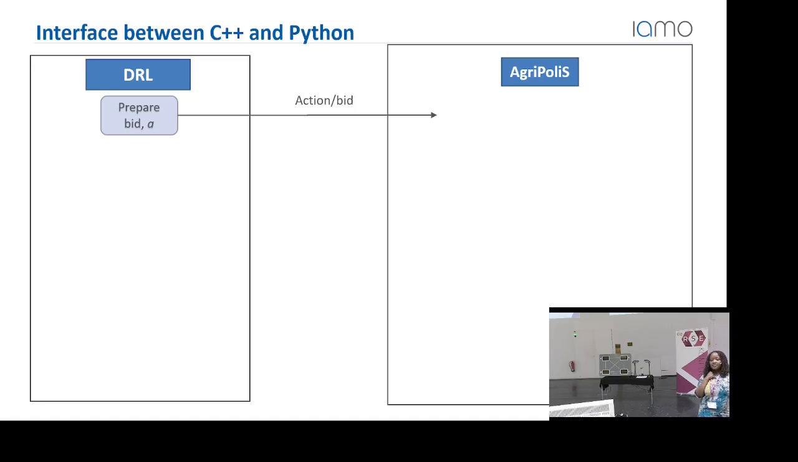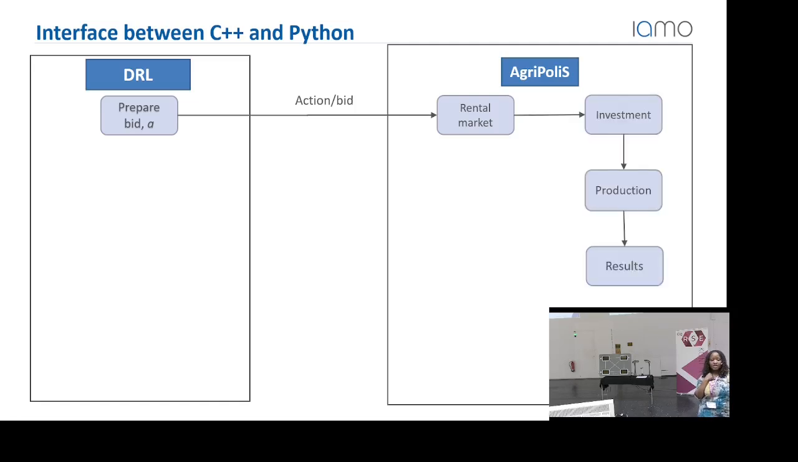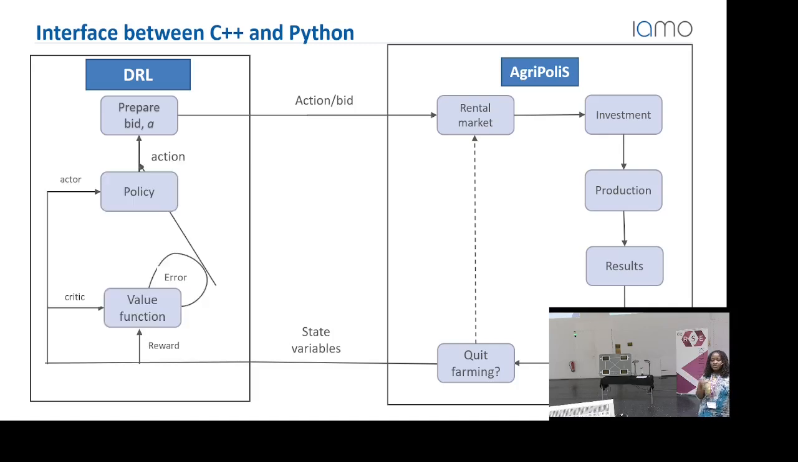So the farms all prepare their bids, which go to the rental market, then investment, production, accountancy, and deciding whether to quit farming. At the end of this, these state variables are transmitted to the model, and through our algorithm, the farm is able to decide what to bid next, and this continues over a certain period of time. To initialize the model, we have a replay buffer. We run a number of simulations, and the best simulations are stored in the model.